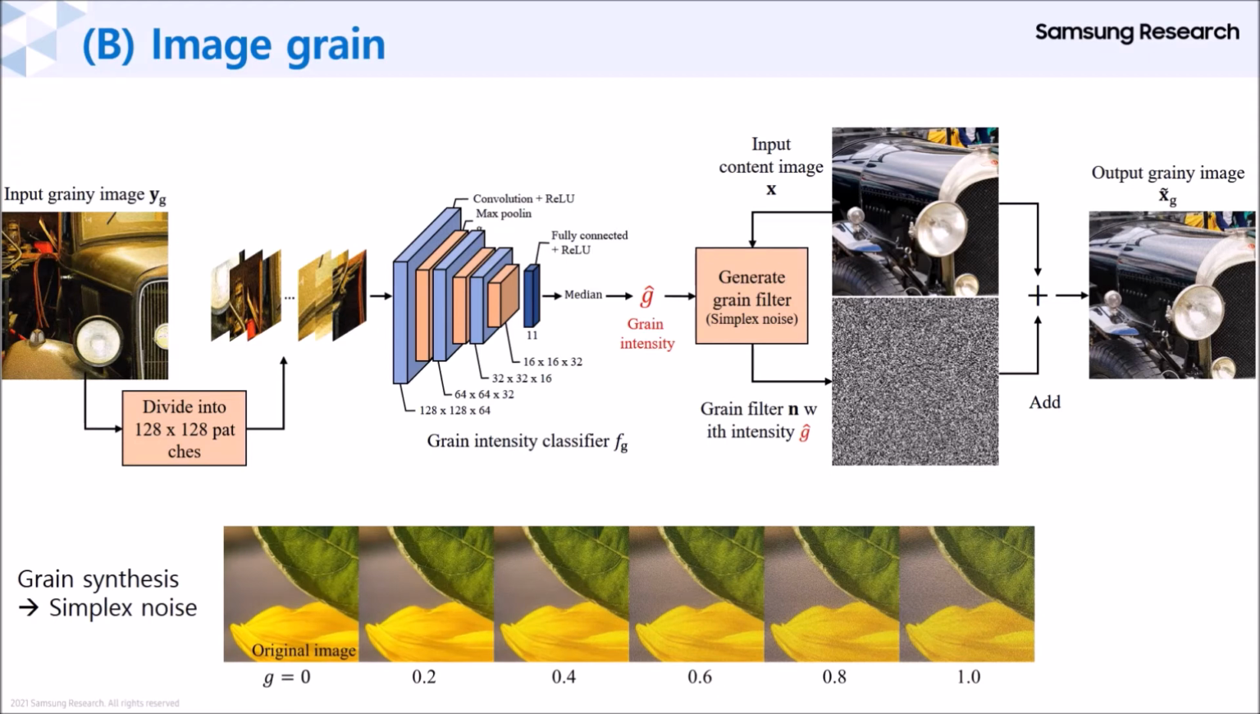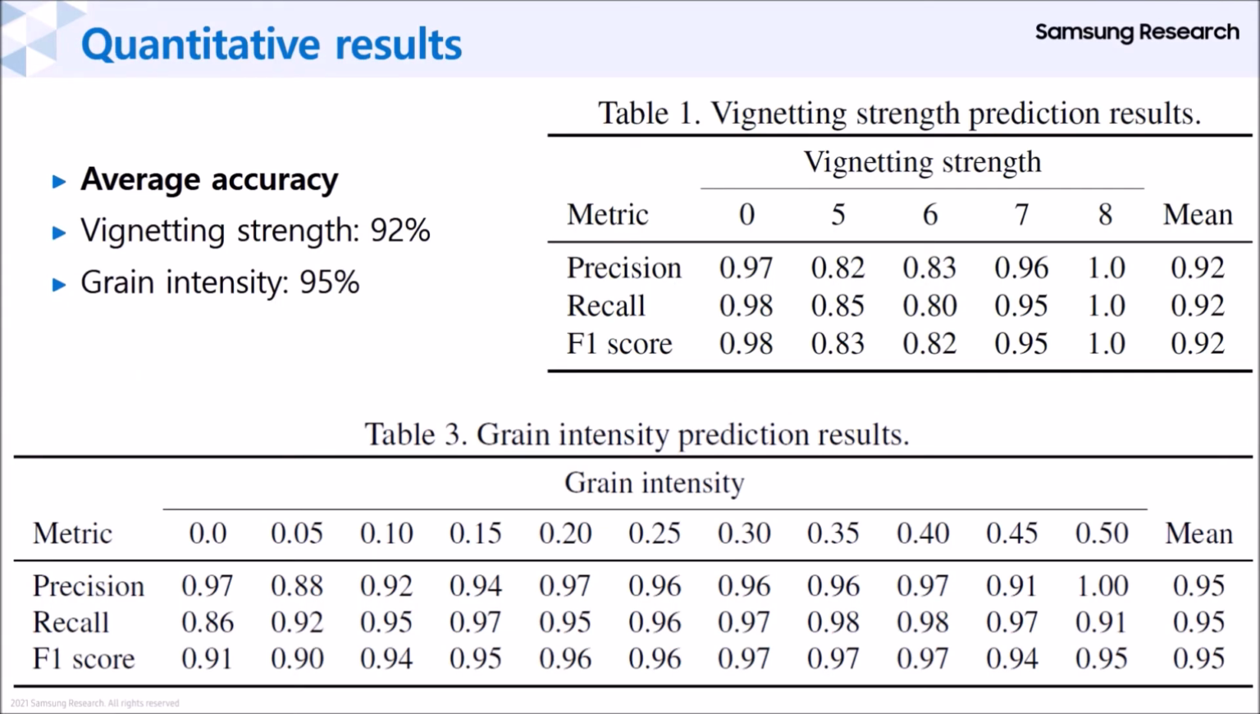To train our grain intensity classifier, we use synthetic grainy images generated using simplex noise. On synthetic test images, our vignetting strength classifier achieves 92% average accuracy, and our grain intensity classifier achieves 95% average accuracy.